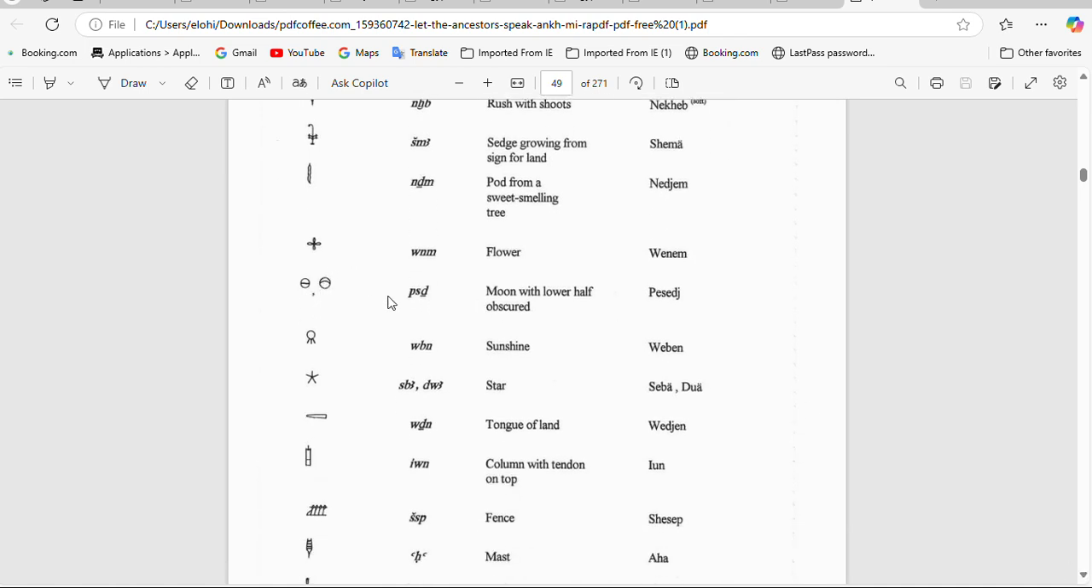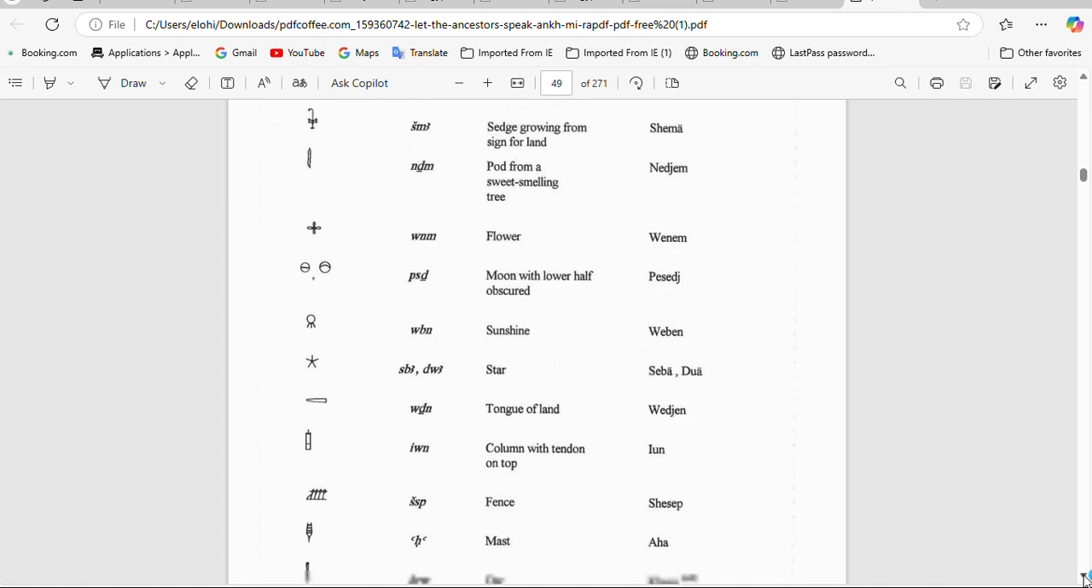Then you have passage here, moon with lower half obscured, which we're going to discuss later in the other video. Then you have waben, which is sunshine. Then you have seva, or dua, which is a star. Then you have wajen, which is a tongue of land.